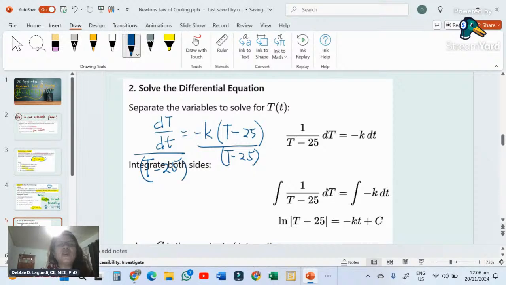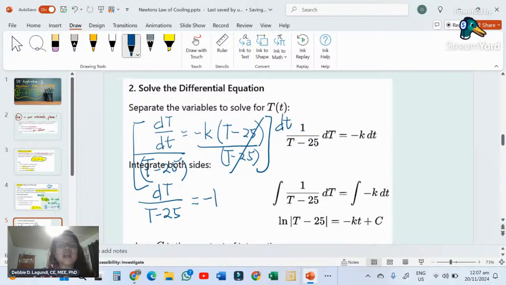Doing so, this cancels out and you have dT over T minus 25. What's next is to multiply both sides by dt, eliminating the denominator of the small dt. So now you will have dT over T minus 25 equals minus k dt. That's why you have this. If you separate the dT and the T minus 25, you're actually having two fractions.